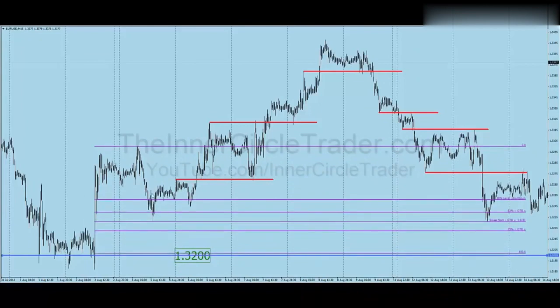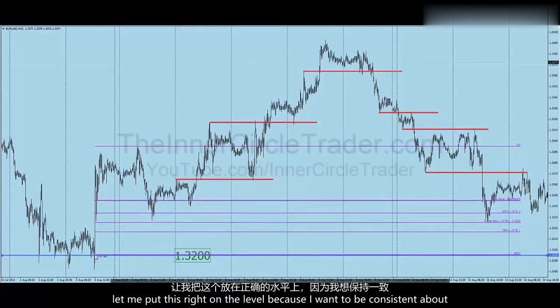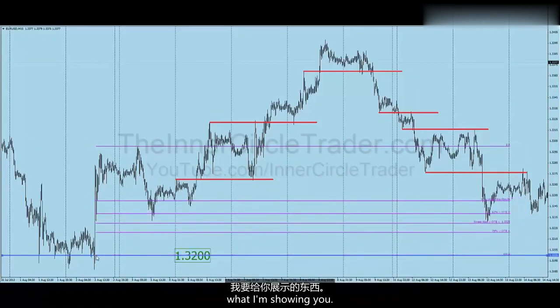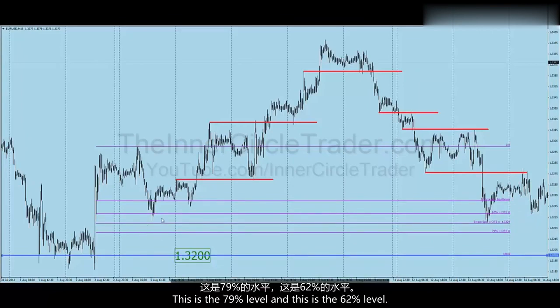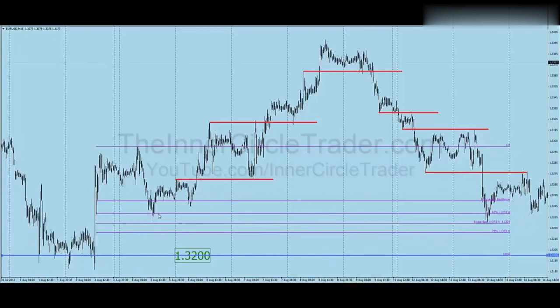Okay, you see that? Let me put this right on the level because I want to be consistent about what I'm showing you. This is the 70.5 level, this is the 79% level, and this is the 62% level. Price comes down to 62 and bounces. And then what does it do? It rallies off, trades up into old lows, old high, resistance, into Tuesday.